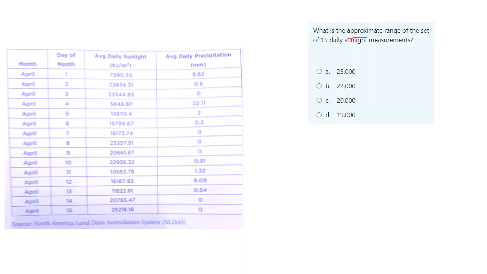And then we're asked, what is the approximate range of the sunlight? So we need to look at the sunlight. We need to find the lowest, and we need to find the highest. So we can go down 7,300, 22,000, 23,000, 5,000, 13,000, 15,000, 18,000, 23,000, 20,000, 22,000, 10,000, 16,000, 11,000, 20,000, and 25,000.